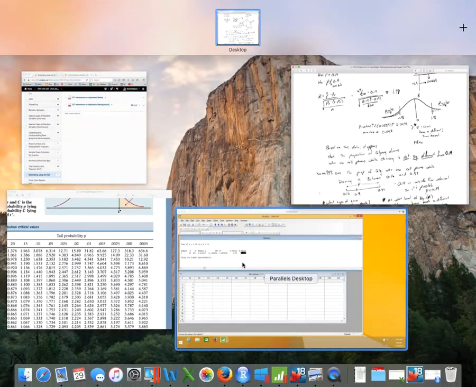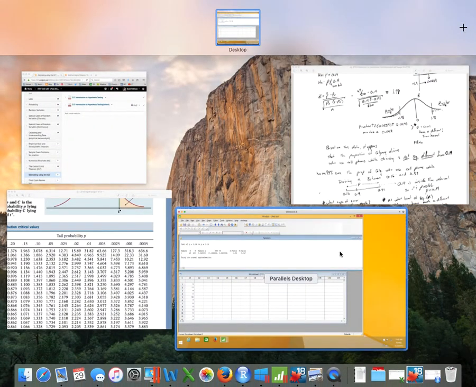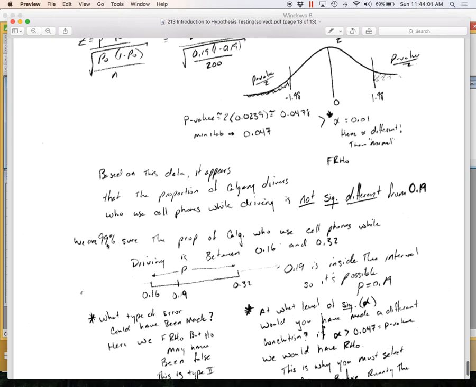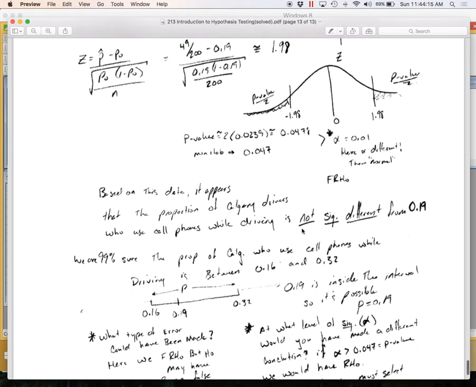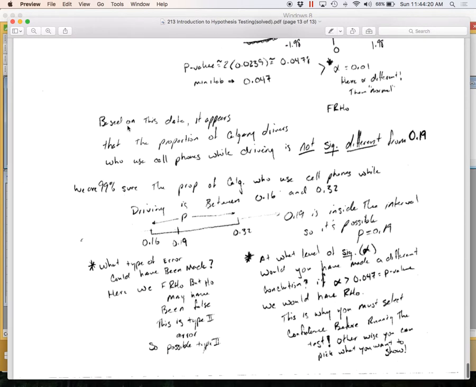Okay, so the other thing that we can see from our Minitab output is that we are 99% certain that the proportion is in between 17-ish and 32-ish. Okay, so we're 99% sure the proportion of Calgarians using phones while driving is between this and that. Okay, 19 does appear to fall inside this interval. So what we're saying is it is possible that the proportion is in fact 0.19, which is why we are failing to reject the null hypothesis.